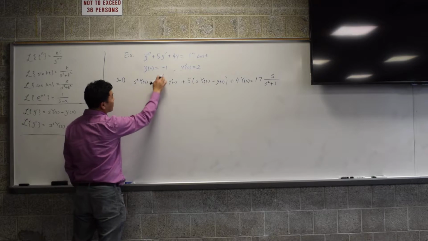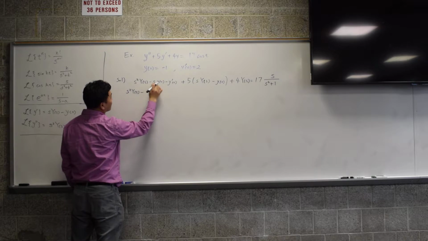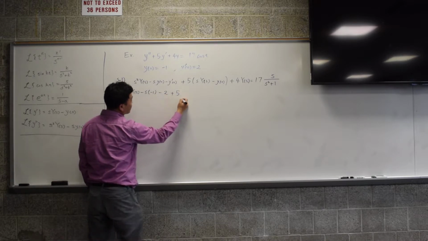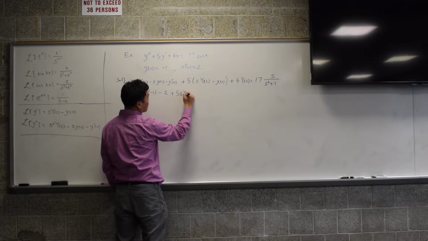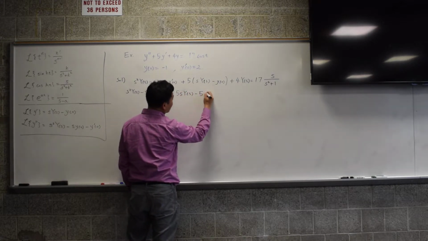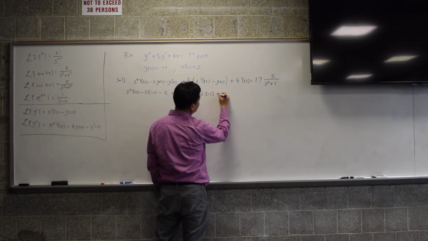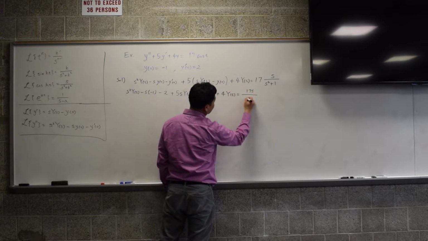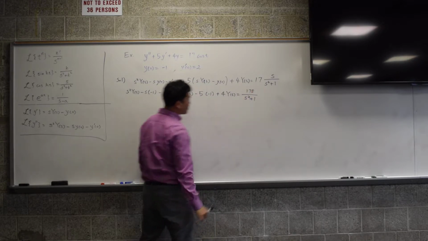Now let's plug in the initial conditions. It's s times negative 1 minus 2 plus 5 times, actually this is 5s y of s minus 5 times y of 0, which is negative 1, plus 4 times y of s, equals 17s over s squared plus 1. Hopefully my 5 and s's look different.